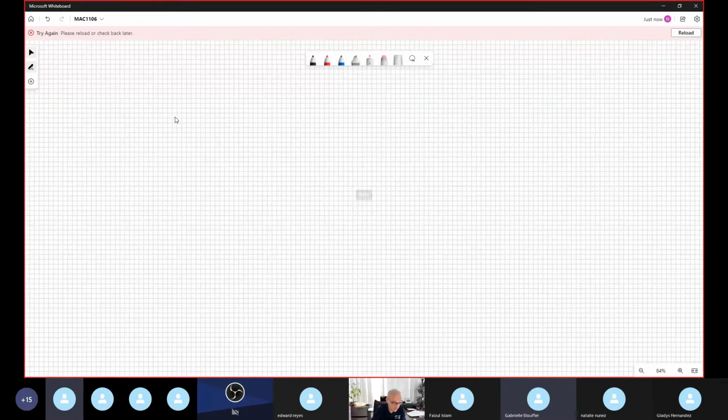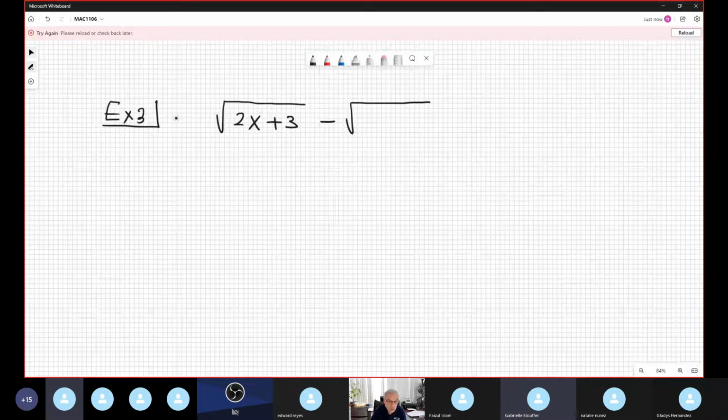See, we have 2 radicals. Well, you need to eliminate both radicals. And the only possibility to eliminate radicals is to square. Suppose this example: square root of 2x plus 3 minus another square root of x plus 1 equals 1. This is the original. I never touch it.